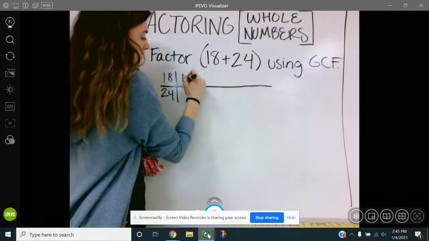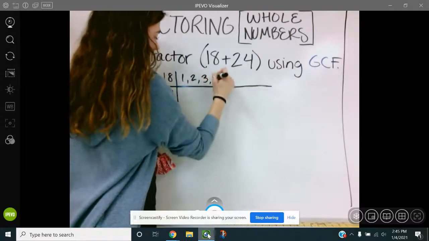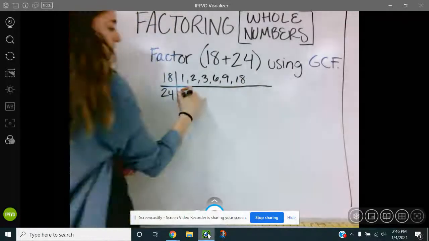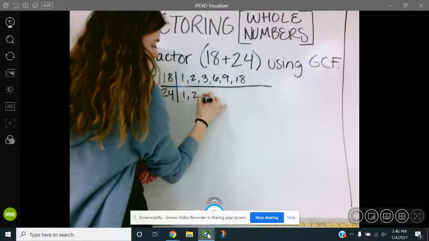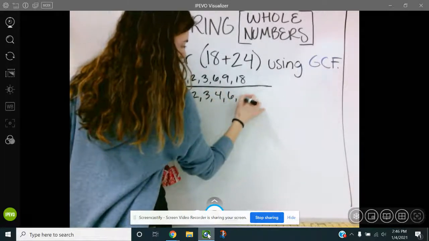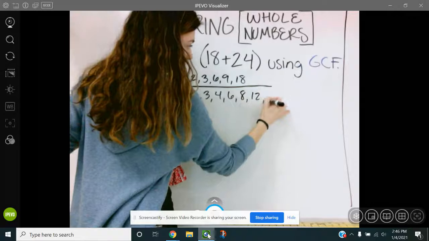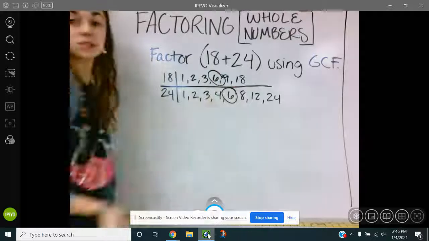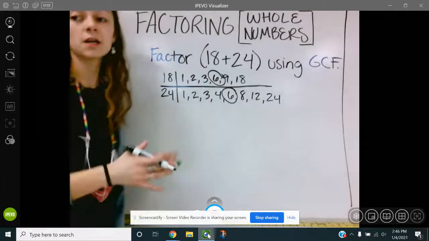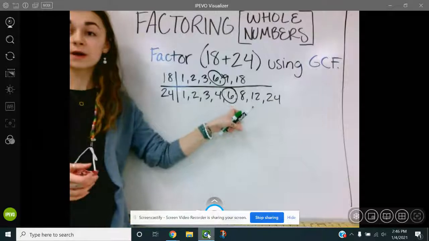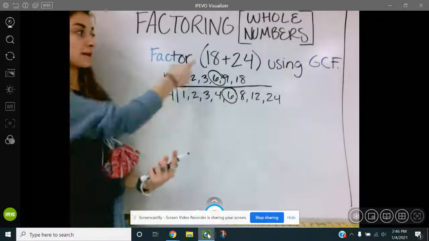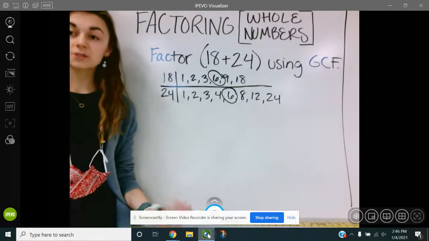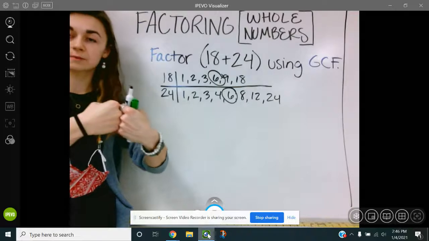The factors of 18 are 1, 2, 3, 6, 9, 18. And the factors of 24 are 1, 2, 3, 4, 6, 8, 12, 24. And then I see 6 is going to be my GCF. 6 is my greatest common factor. So that means I need to pull my GCF out of my expression. That's what I'm doing when I'm factoring. I'm pulling numbers out of it so that I can rewrite the expression as those numbers being multiplied together.